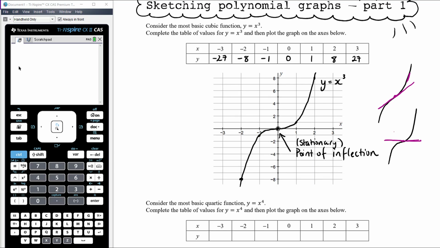So we see over here it's above the graph, it touches the graph there, and then it's underneath the graph. Okay, here it's above the graph, it touches the graph there, and then it's underneath the graph. Okay, so that's what makes something a point of inflection. And in particular, the cubic has a stationary point of inflection.